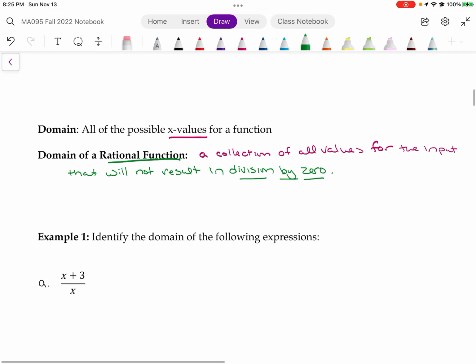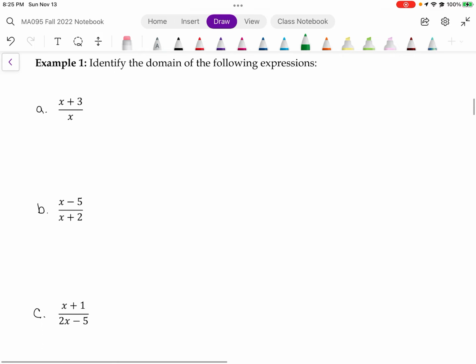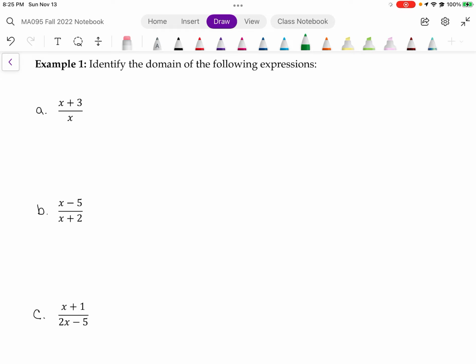All right, so we're going to look at what is the domain for these following expressions. Pause the video and see what you can come up with. All right, so this first one, x plus 3 over x. The domain is everything except where x equals 0, right? X cannot equal 0. It's a collection of all values aside from where x equals 0. So we're just going to say x can't equal 0.